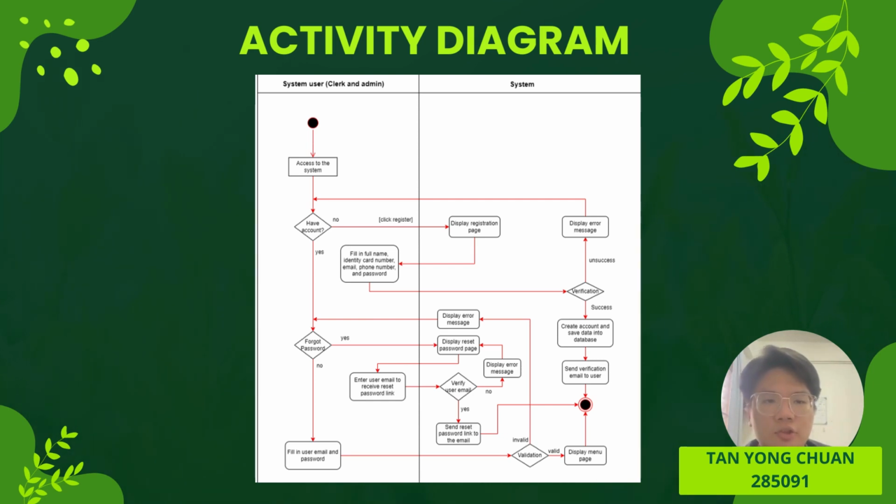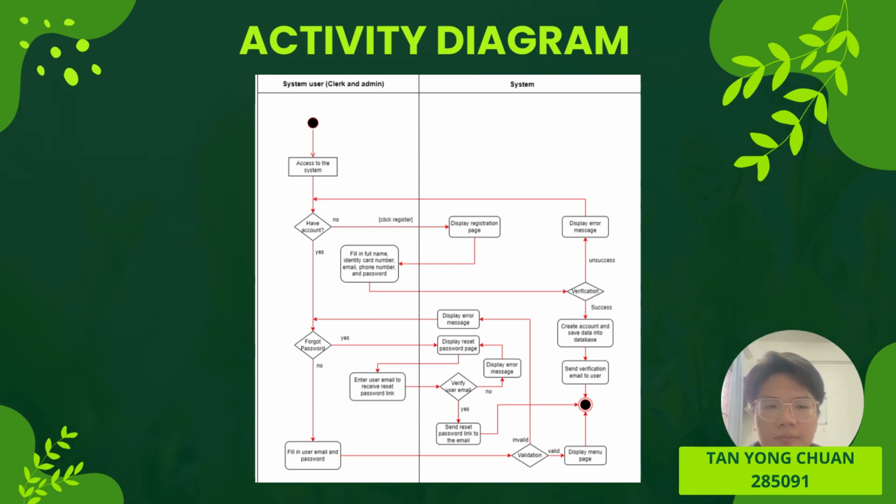Next, the system will check and run a verification process for the details the user filled in. If the verification process is unsuccessful, it means there are errors in the details the user filled in. The system will display an error message to the user, and the user needs to repeat the process, starting from choosing whether or not the user has an account in the system.